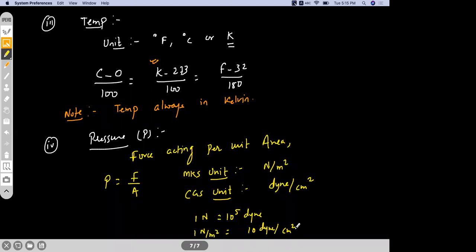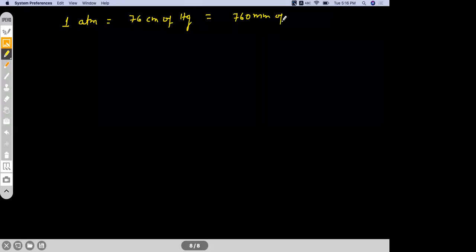The pressure unit I have given you, but mainly in this chapter, the unit of pressure we use is atmosphere. So the relation of atmosphere is very important here. 1 atmosphere, that is 1 atm, is equal to 76 centimeter of Hg. This is equal to 760 mm of Hg. 760 mm is nothing but 760 torr. So 1 mm Hg is equal to 1 torr.